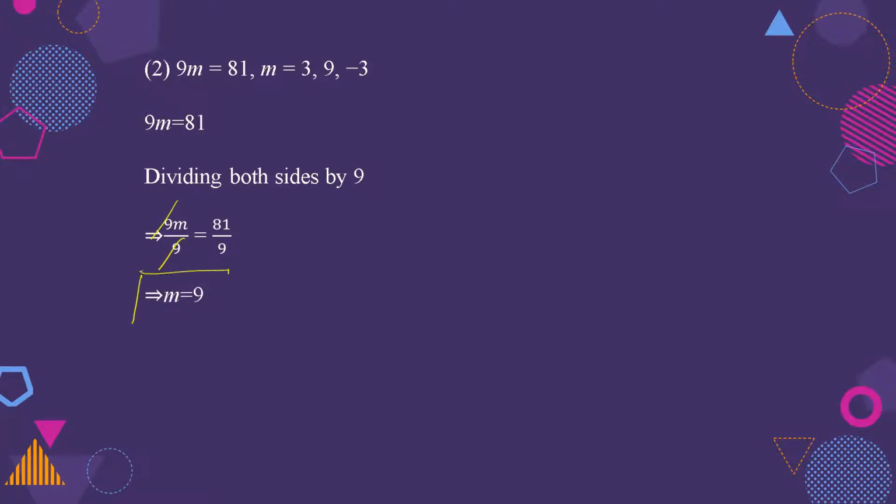Second one, 9m equal to 81. Let us start with the solution. Now you first divide both the sides by 9. We'll have 9m upon 9 equal to 81 upon 9. On your left hand side, 9 will get cancelled from the numerator and denominator, and on your right hand side, 81 divided by 9 is 9 itself. So m is equal to 9 is the solution of the given equation.